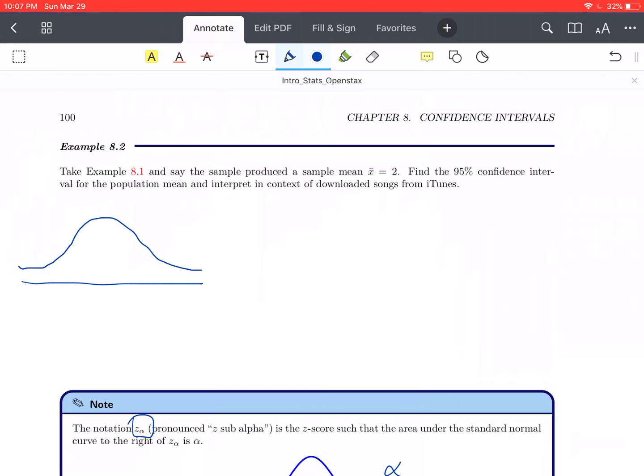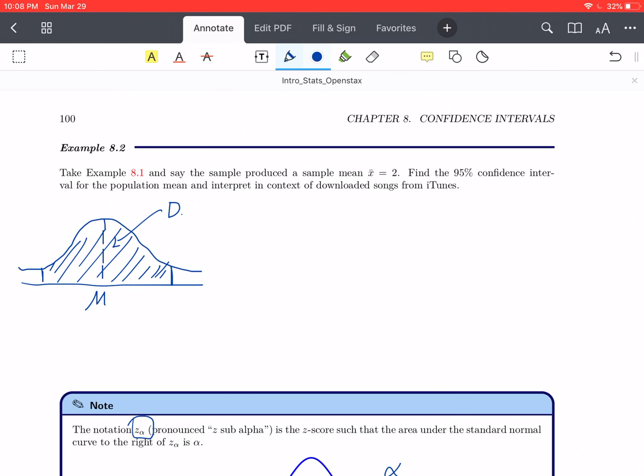Okay. So in this case, we're looking for a 95% confidence interval. So we're going to have our mean, right? Our population mean is there. And we're trying to find, with 95% confidence, an interval where that population mean should lie. So we don't know exactly where, but it's going to be somewhere in here. Okay. So that means that this area in here is going to be 0.95, right? Because that's 95%.